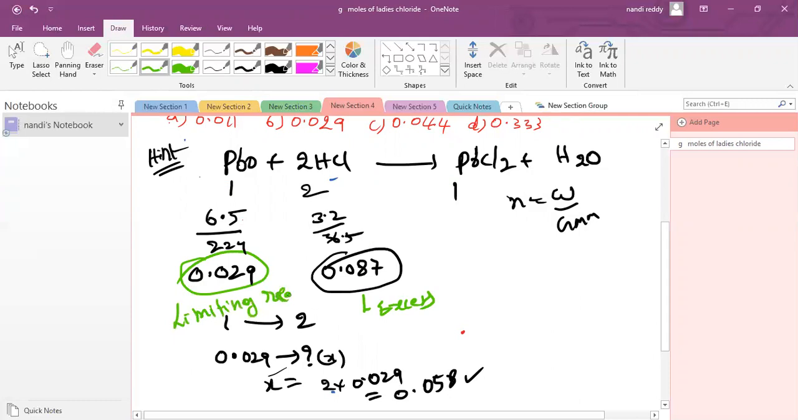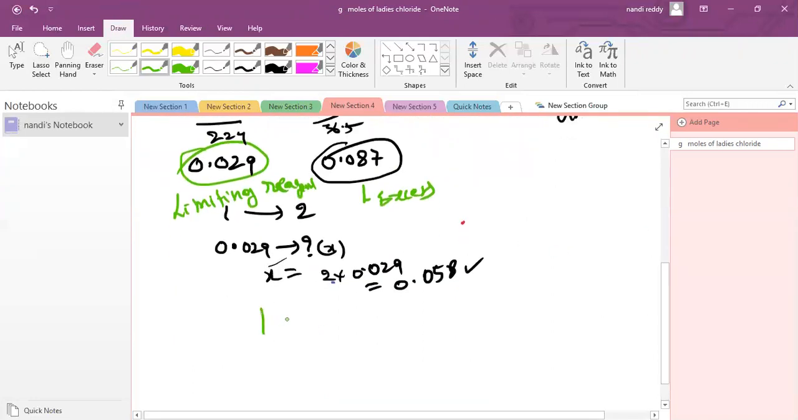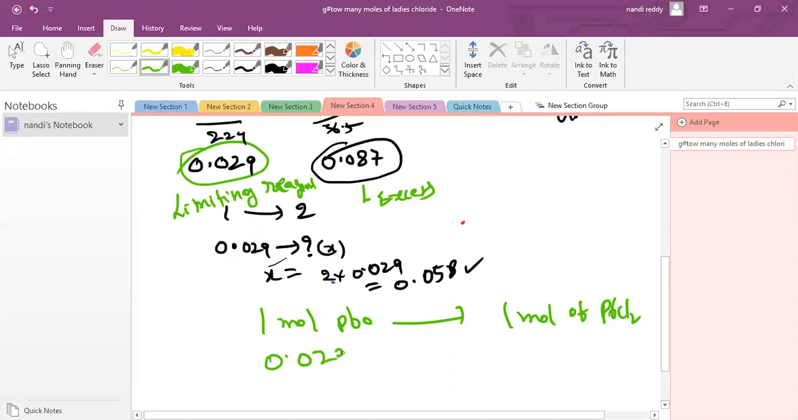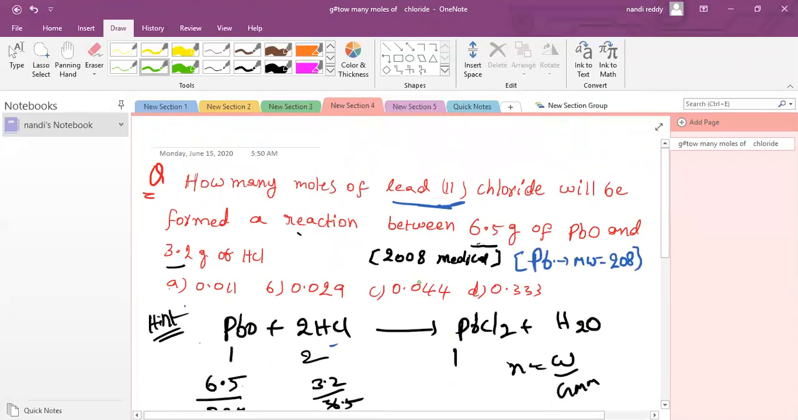One is in excess means the other should be the limiting reagent. Then we know that 1 mole of PbO gives rise to 1 mole of PbCl2. Then 0.029 moles gives how much? So x equals 0.029 moles. Is it clear? So this is your answer. Which option is matching? You can find here. Option B is your answer.